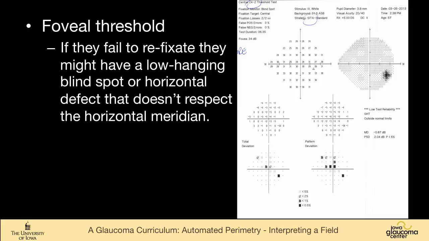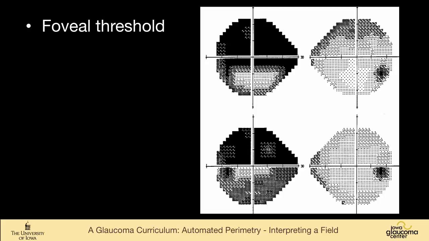But if the patient fails to refixate back up at the target, then the blind spot will be down here because the patient is looking down the entire time that he or she is doing the visual field. And you get this very characteristic drooping, low-hanging blind spot. Or you get a horizontal defect that does not respect the horizontal meridian but is hanging low. So this patient, in the left and right eye, both eyes failed to refixate back up at the appropriate target. And when they were instructed properly, all that went away.